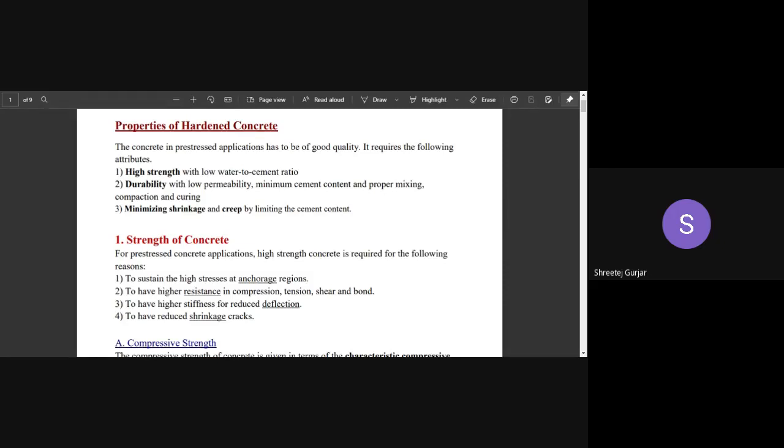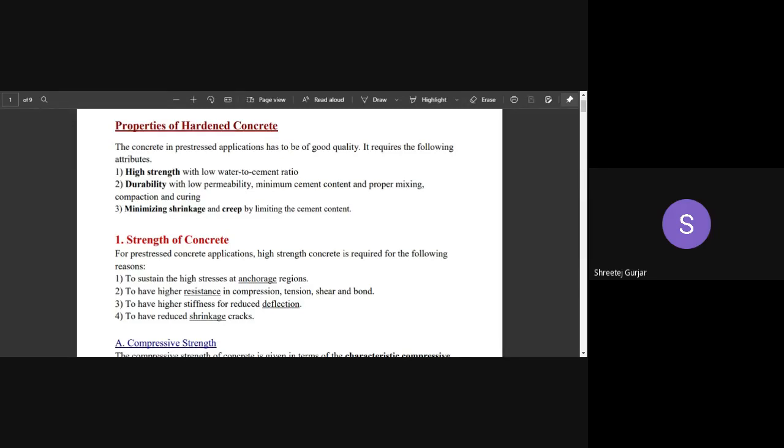Coming to your third property, as I have told you, your shrinkage and your creep should be kept minimum. And how can that be kept minimum? By limiting your cement content and by keeping your water to cement ratio low. By doing these two, we can minimize our shrinkage and creep. So these are a few important attributes that our concrete should have.